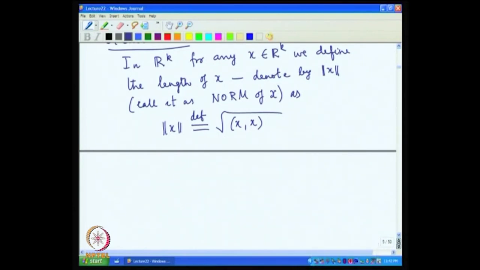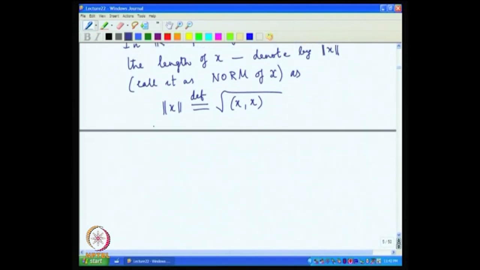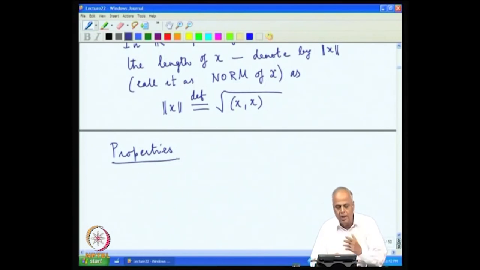Since we want the length to be non-negative, we do not want negative lengths. Therefore, we always take that square root which is not negative. Okay. Now, what are the properties of this length? Since we have generalized from R3, the properties of the length in R3 are carried over to the properties of the length in RK. What are these properties in R3?